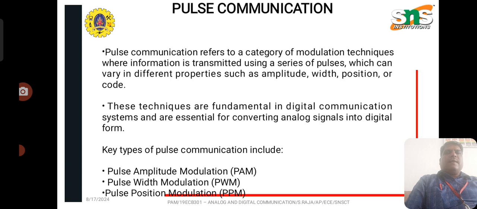Pulse communication refers to a category of modulation techniques where information is transmitted using a series of pulses which can vary in different properties such as amplitude, width, position, or code. These techniques are fundamental in digital communication systems and are essential for converting analog signals into digital. Key types of pulse communication are pulse amplitude modulation, pulse width modulation, and pulse position modulation.